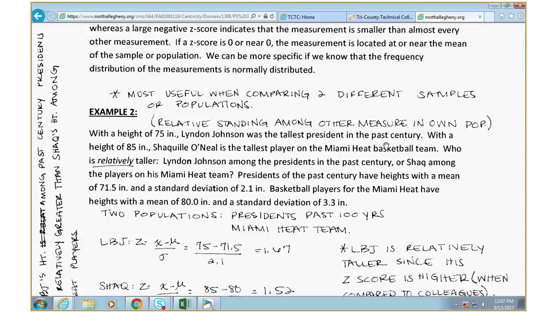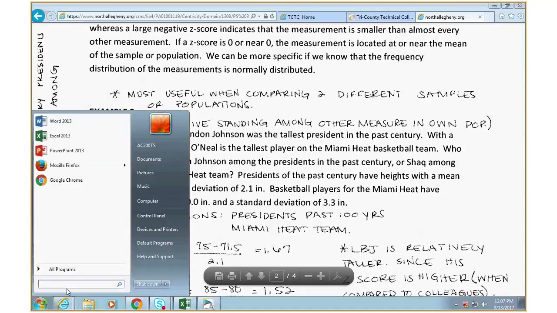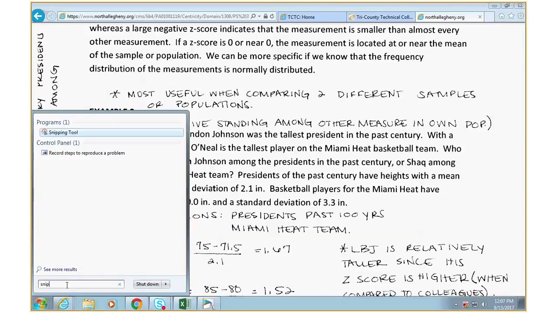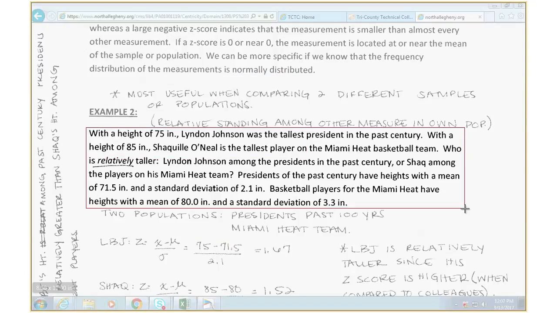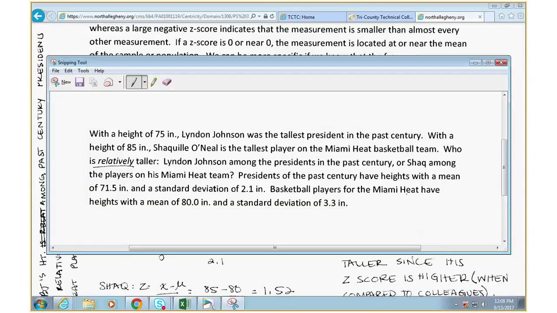I don't know it's going to be that messy when I pull it up. Let me just snip it out so we don't have to deal with all that crap. There you go. You don't have to write it word for word. Make sure you keep the word relatively in there.